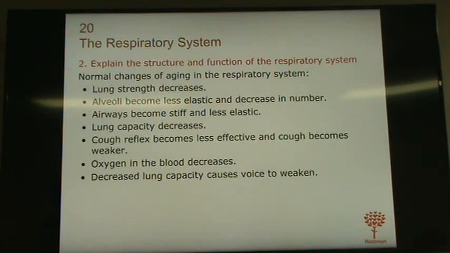And I always talk about this section of every system because it helps us to understand that they're not doing this intentionally. We talk about normal changes in the urinary system, normal changes in the musculoskeletal system. Same thing. So cough reflex is less effective. Oxygen in the blood decreases because they're not breathing in to full capacity like they used to. Decrease in lung capacity causes the voice to weaken also.